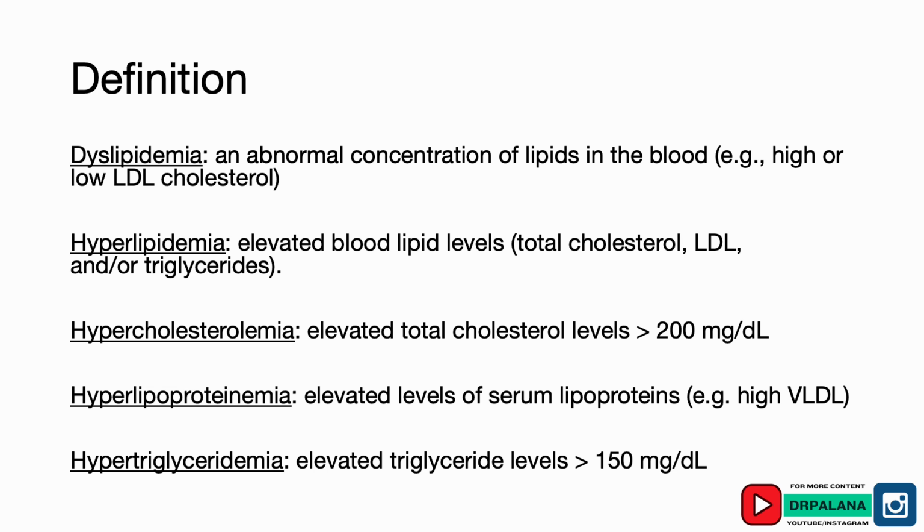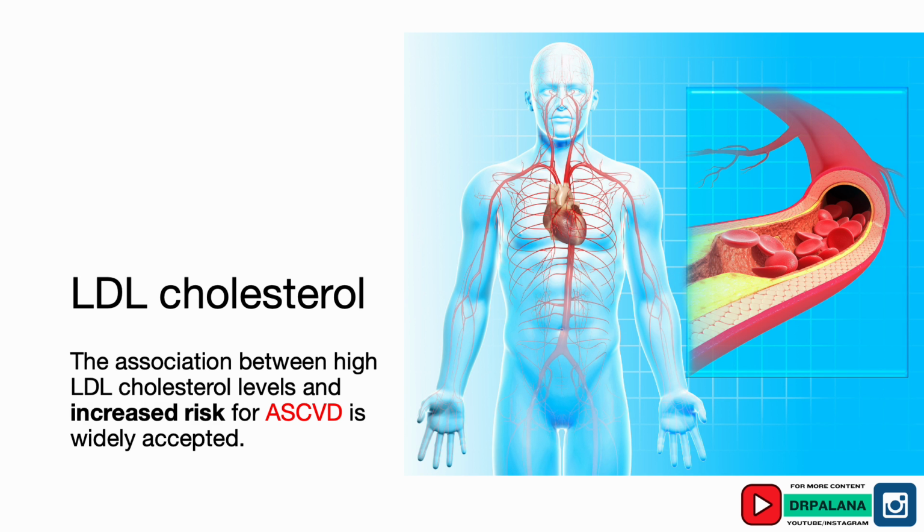Dyslipidemia, by definition, is abnormal concentrations of lipid in the blood, high or low LDL cholesterol, whereas hyperlipidemia is defined as elevated blood lipid levels, like total cholesterol, LDL, and/or triglycerides. Hypercholesterolemia is defined as an elevated total cholesterol of at least 200. Hyperlipidemia is elevated levels of serum lipoproteins like high VLDL, and hypertriglyceridemia is defined as elevated triglyceride levels of at least 150.